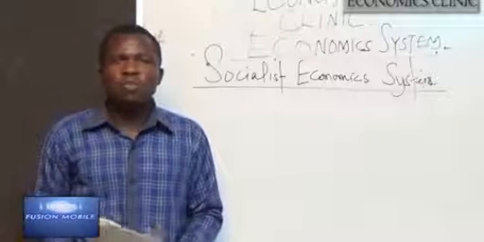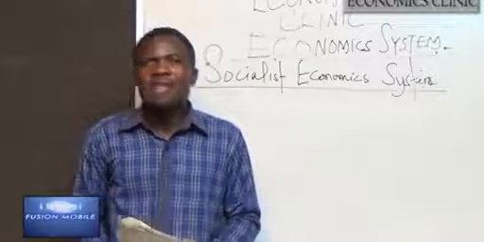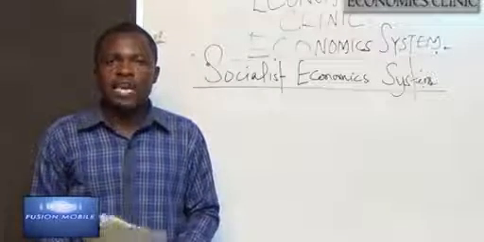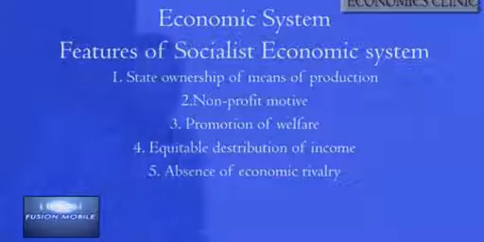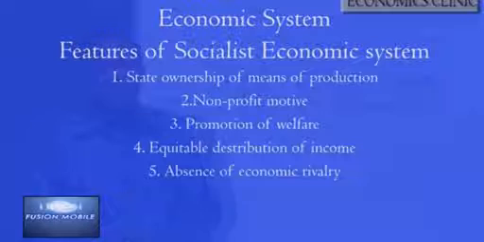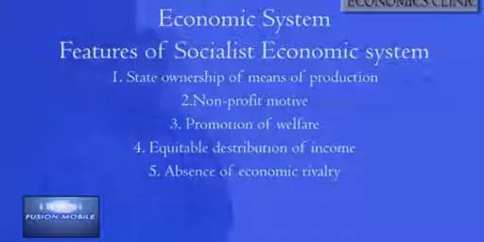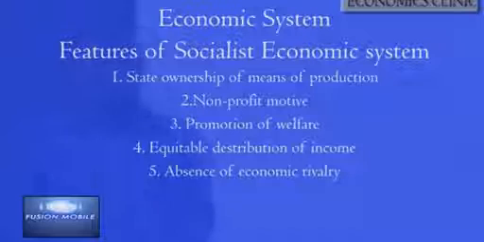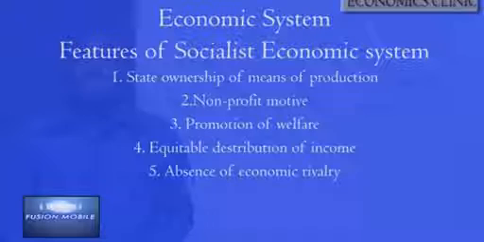In this type of economy, what to produce, how to produce, and for whom to produce are determined by the government. Now we go to the features of socialist economic system. Number one, state ownership of means of production. Government owns the companies and industries that produce goods and services in the country. They manage and ensure that distribution of goods and services is carried out.